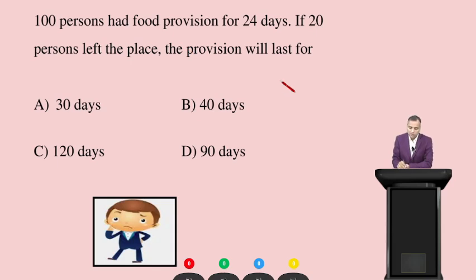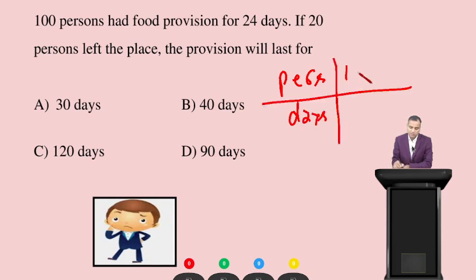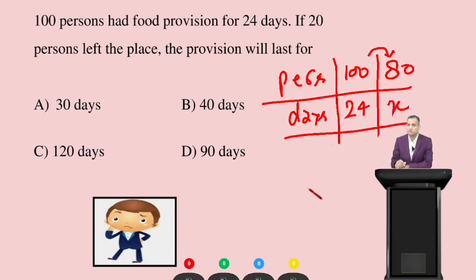Now here persons and here days, make a table. Persons are 100 and days are 24. Then if 20% left, how many persons are there? Now the remaining is 80%. It's 100 minus 20, and now we don't know the days, so we can take it as x. Now cross multiply this one and equate it to this one.